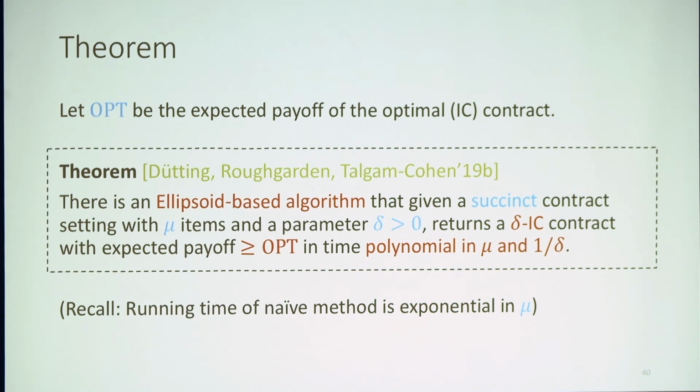Okay, and what we show, that's the theorem, or one of the theorems that we have proven so far, is that there's an ellipsoid-based algorithm that, given such a succinct contract setting with mu items and a parameter delta, returns a delta IC contract with expected payoff actually at least as good as opt in time polynomial in mu, which is what we wanted to achieve, and in 1 over delta. Okay, it will be exponential in n, so that's only working if you want a constant number of actions.